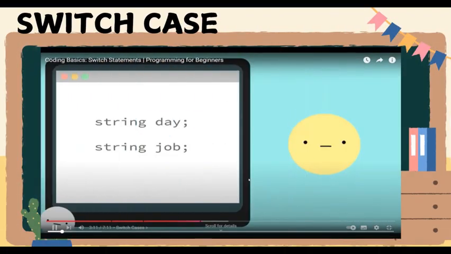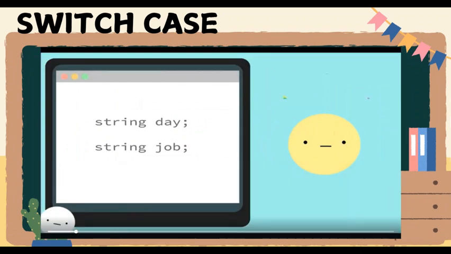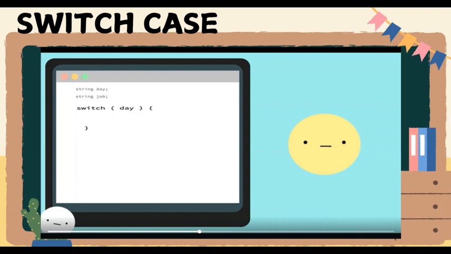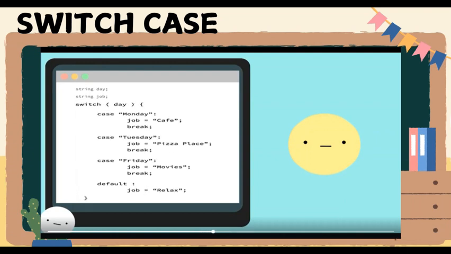Here's an example. Our friend Kevin is a busy bee with many jobs, and he needs help remembering which job he has to do each day of the week. We can help him keep track of his jobs with a switch case. First, we initialize our switch statement by stating the word switch. Then it's followed by an expression that we want to check inside our parentheses. In our case, we want to check what day our variable is. Then we fill our switch statement with different cases.